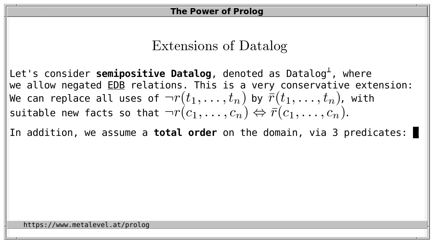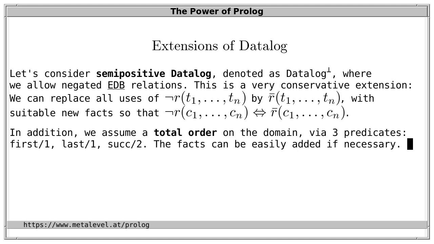And let's add one further extension, a total order on the domain elements, which we can obtain with 3 built-in predicates, first giving us the first element, last for the last element, and the successor relation. So we assume that we have these predicates available for each database. And that's again a quite conservative extension, because if a Datalog implementation does not provide these relations, then we can easily define them ourselves for any given database.